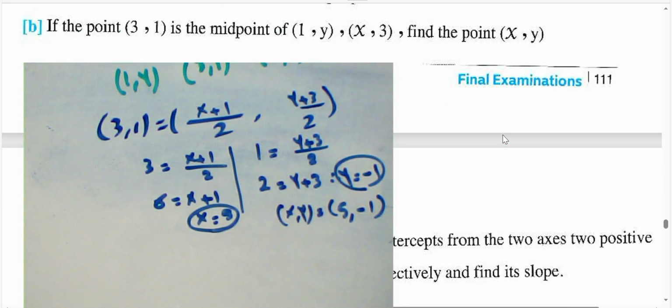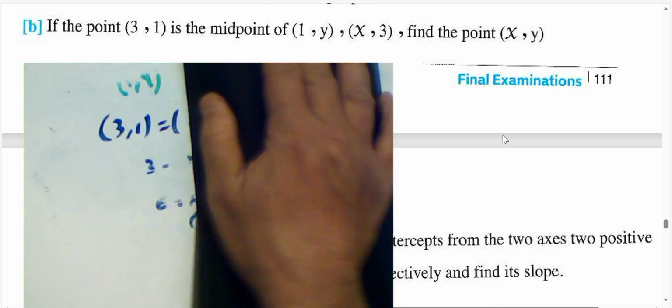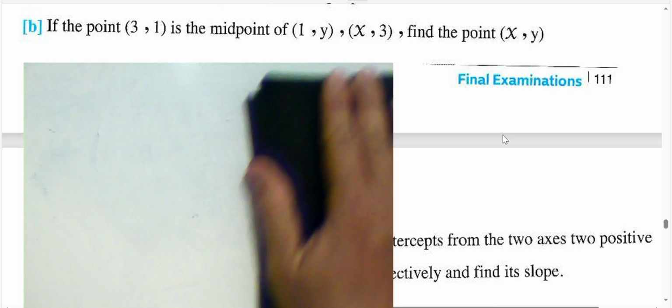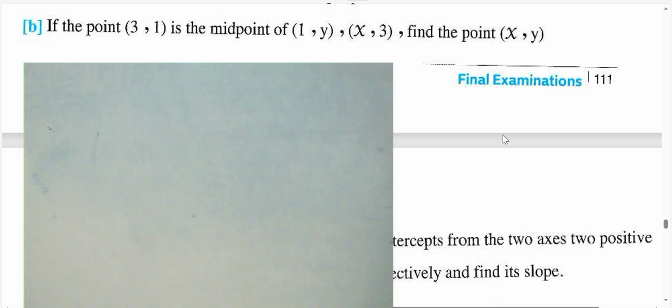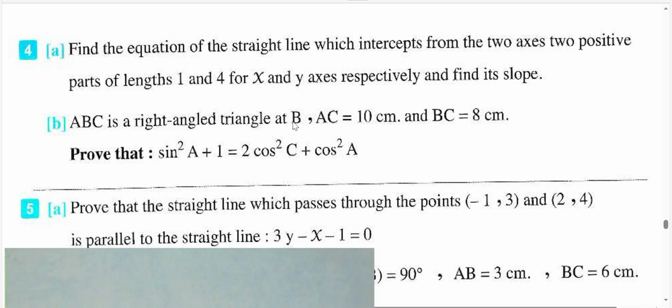Next question. If the point (3, 1) is the midpoint of (1, y) and (x, 3), find x and y. Okay, I find it. Next question. Now, next question number 4. Look at with me, number 4 here.